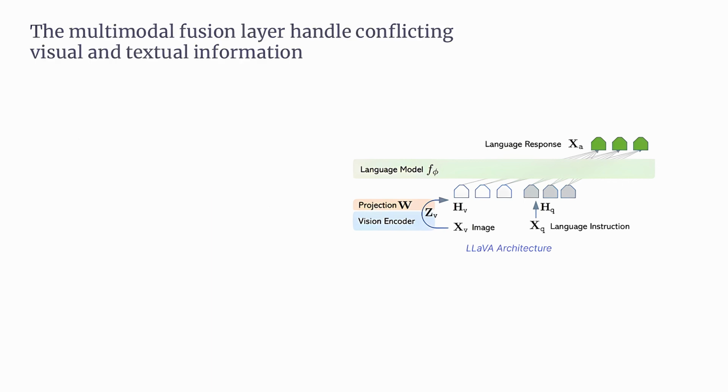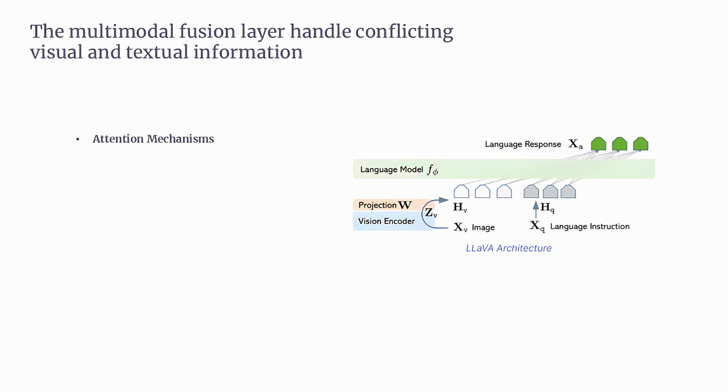Now let's go over how the multimodal fusion layer in models like LLaVA helps manage conflicting visual and textual information. This layer is designed with several strategies that enhance the integration of multimodal data, making sure the model can effectively reconcile discrepancies between the 2 types of input. Here's how it works. The first.